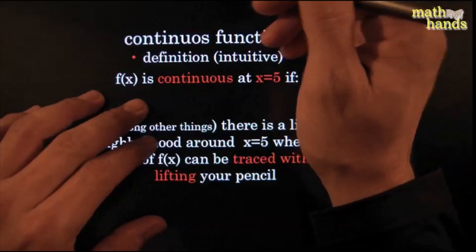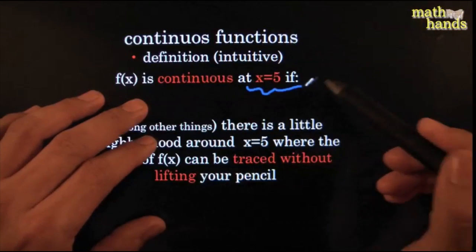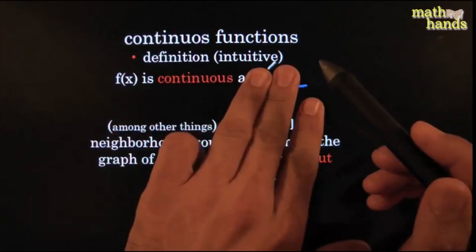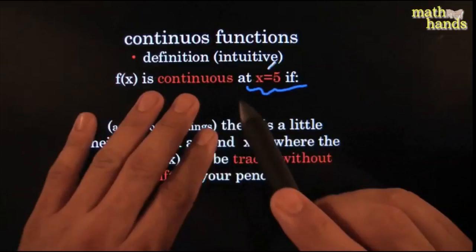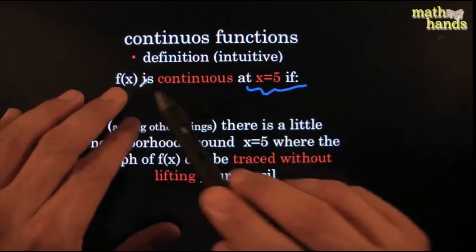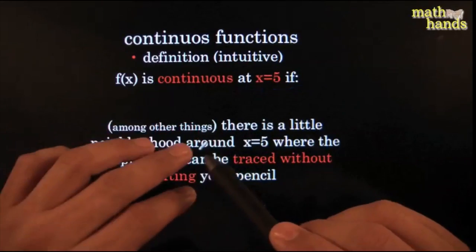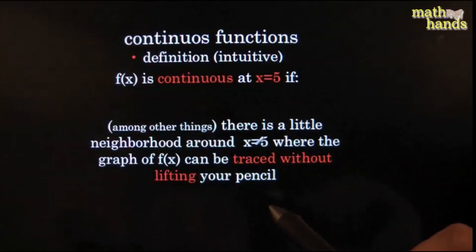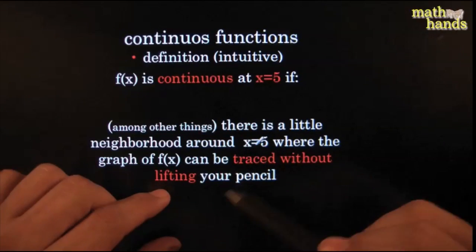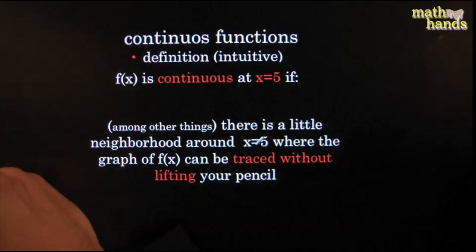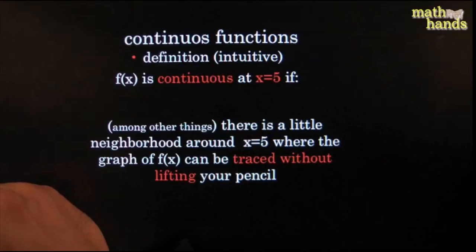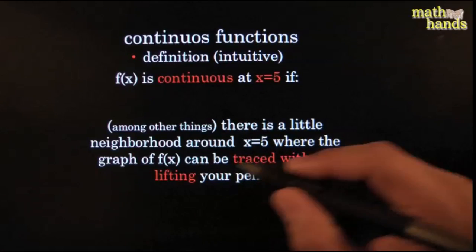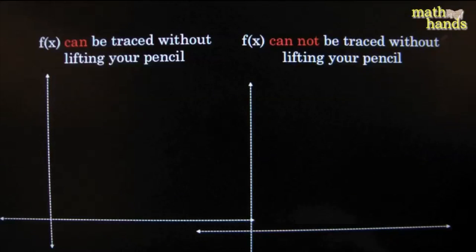Okay. So here's how it goes. This is an intuitive approach. We will say that f is continuous at some point. By the way, this part is important. Usually you'll say at some point or on some interval, and if that's left out, you mean continuous everywhere. But let's just start off at a point. f is continuous at a point 5 if, among other things, there's a little tiny neighborhood around 5 where the graph can be traced without lifting your pencil.